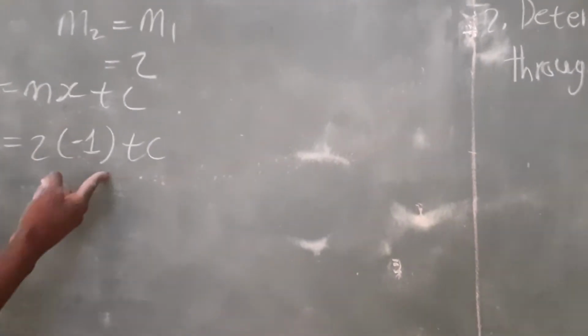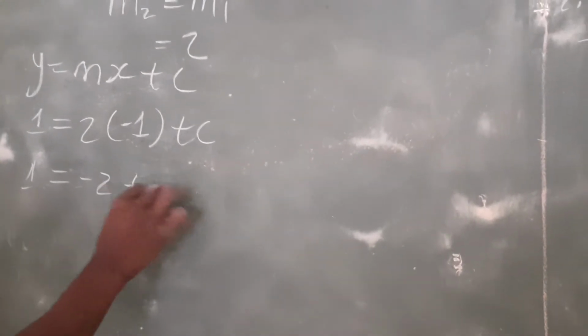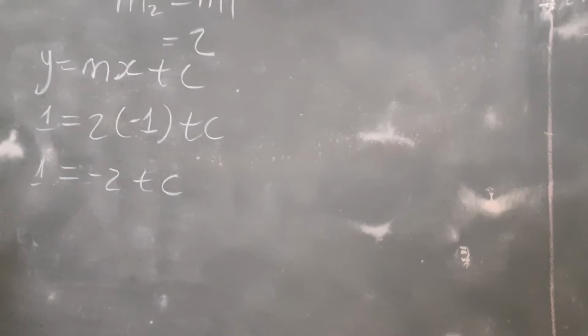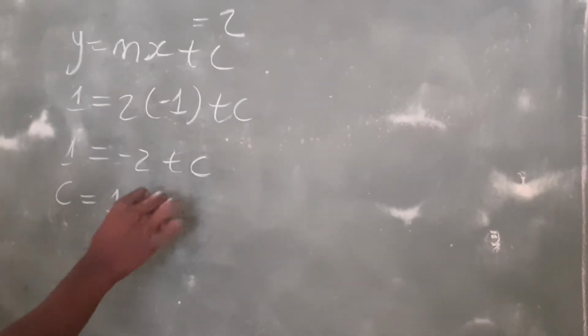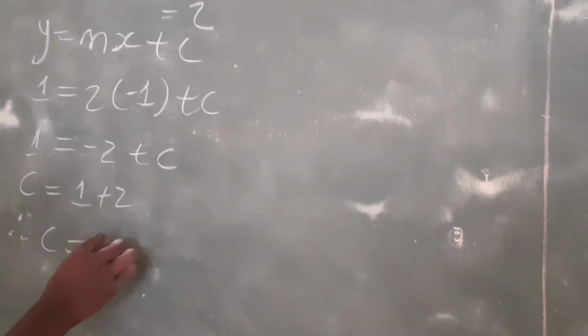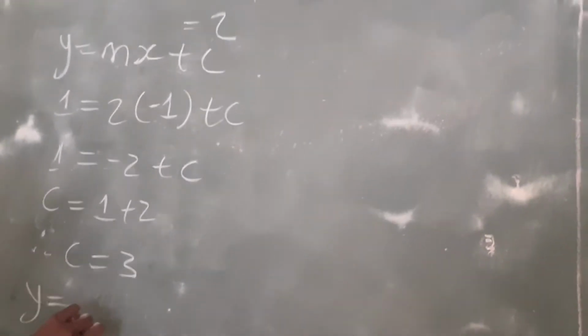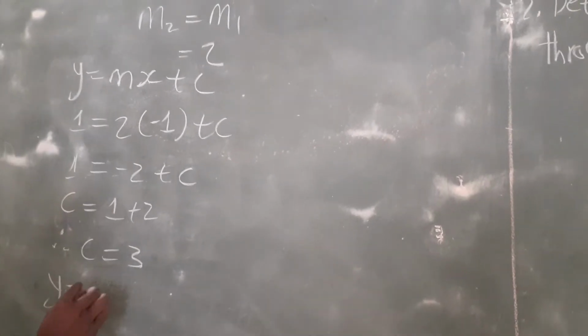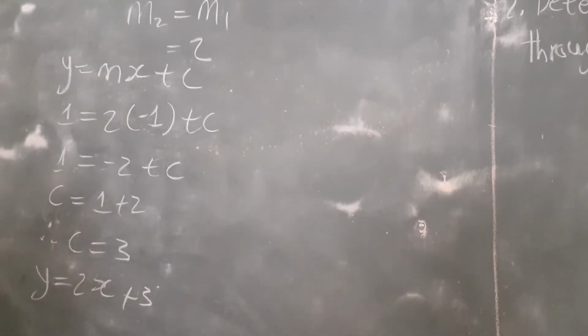I'm having 2 multiplied by -1, so 1 equals -2 plus c, and then I take the 2 to that side, which is going to give me 1 plus 2, and then c is going to be positive 3. The equation of the new line is going to be y equals my m, which is 2x, plus my c, which is 3.